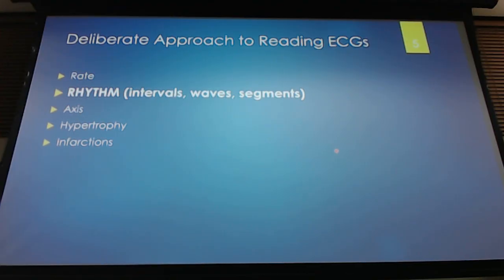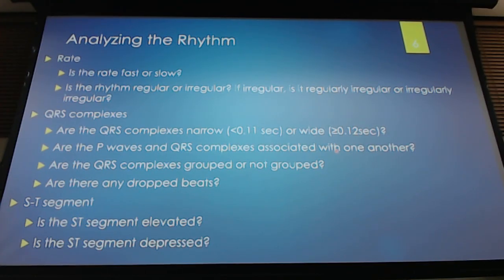So we're going to focus on our rhythm. We're still in that part. And look at our intervals, our waves, and our segments. We're going to look at that rate. Is it fast or slow? We talk about tachyarrhythmias, we talk about fast rate. Bradyarrhythmias, we talk about a slow rate, and normal is going to be between 60 and 100.